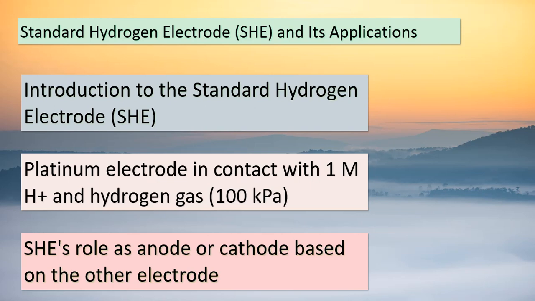This setup allows the SHE to operate as either the anode or cathode of an electrochemical cell, and that role depends on the nature of the electrode it interacts with. So, whether it's playing the role of an anode or a cathode, the SHE is a key player in understanding electrochemical processes. Now, let's continue our journey and explore more about electrochemical cells and their applications.